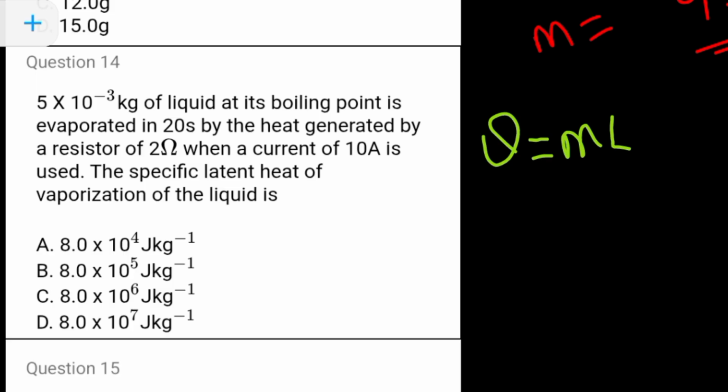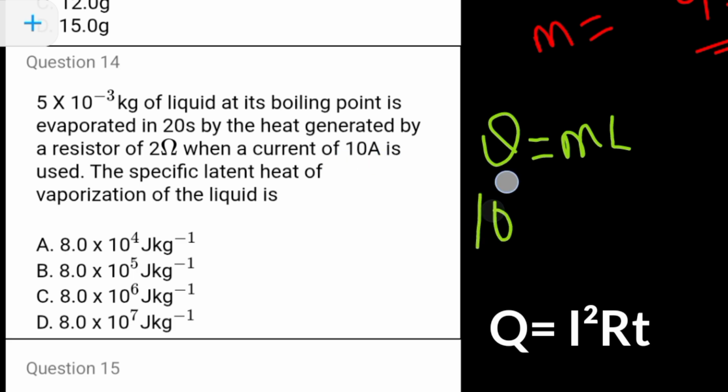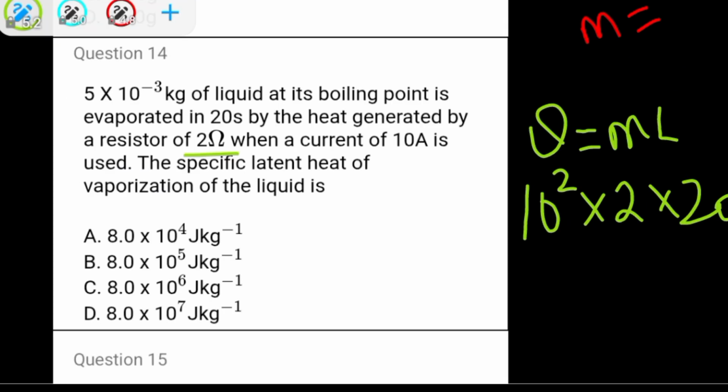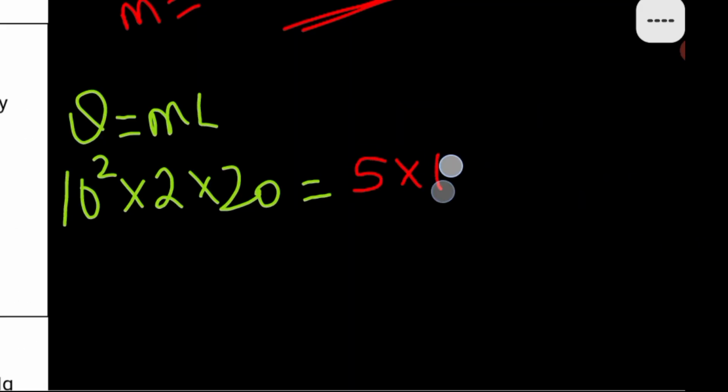Then this m here is the mass. It is given in the question. See the mass here. Then Q is the quantity of heat, so we're going to find out using the formula I squared Rt. Using I squared Rt, you can see the current there. That is 10. So we're going to say 10 squared times the resistance, which is 2, times the time, which is 20. So everything here must be equal to this mass times L. So 5 times 10 to the power minus 3 times L. So we're looking for L here.